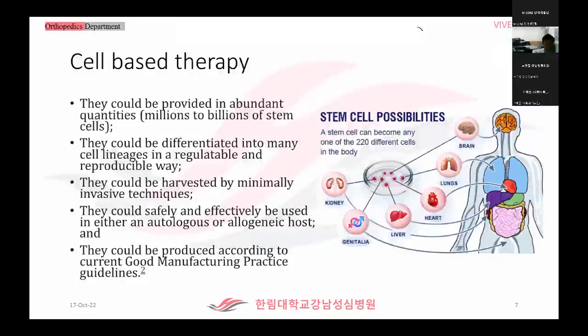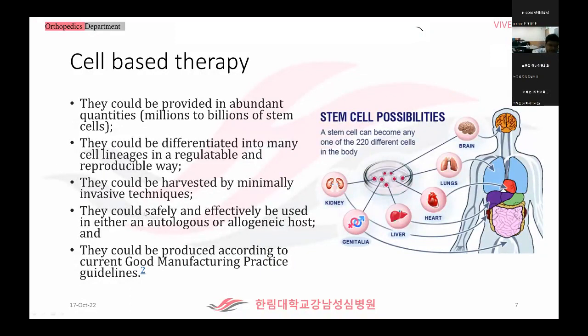So cell-based therapy could be provided in abundant quantity. That is very important. We can provide millions to billions of stem cells. They could be differentiated into many cell lineages in a regulated and reproducible way. Another one is that they could be harvested by minimally invasive techniques. So that's the most promising thing while using cell-based therapy.